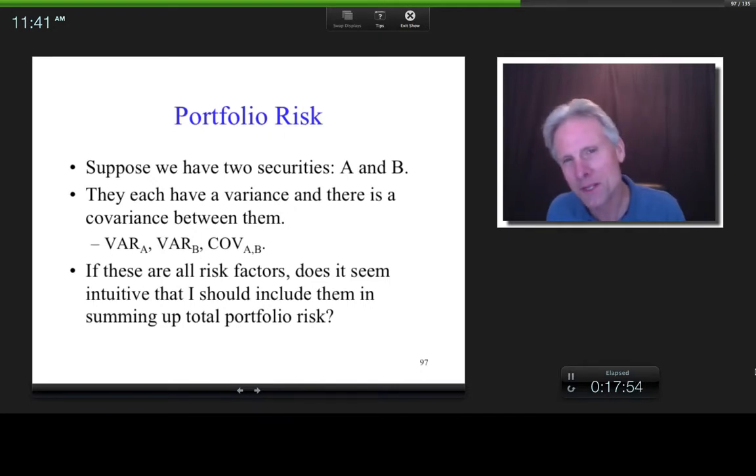Well, hopefully it does seem intuitive. And I agree, I'm doing some hand waving here, trying to keep things simple. But I'm relying on the fact that it does seem intuitive that these are all relevant risk factors that would go into total portfolio risk.